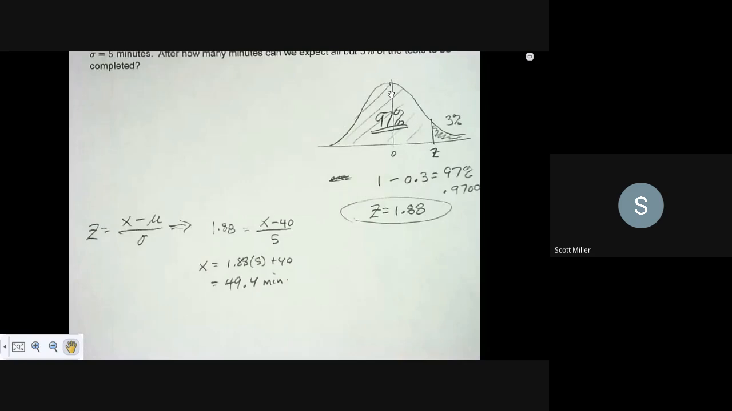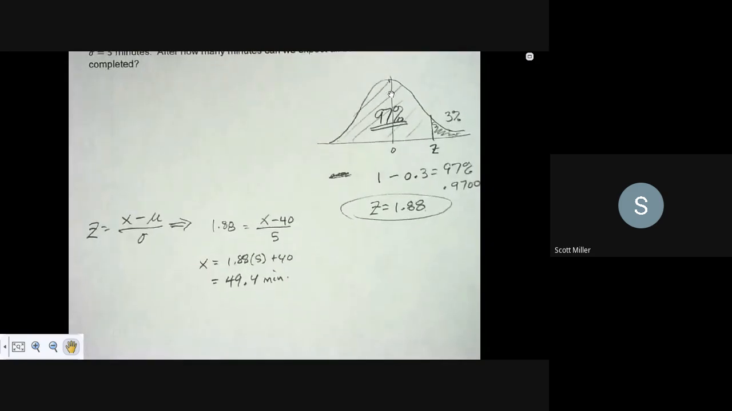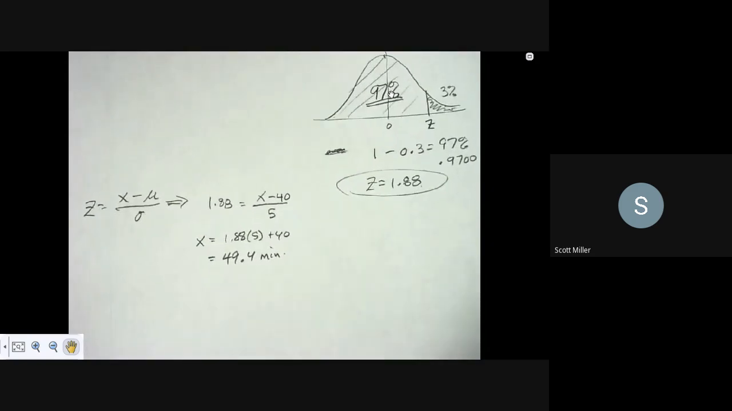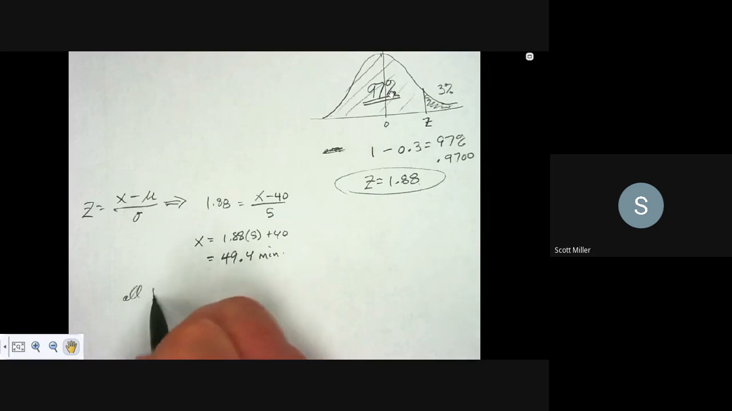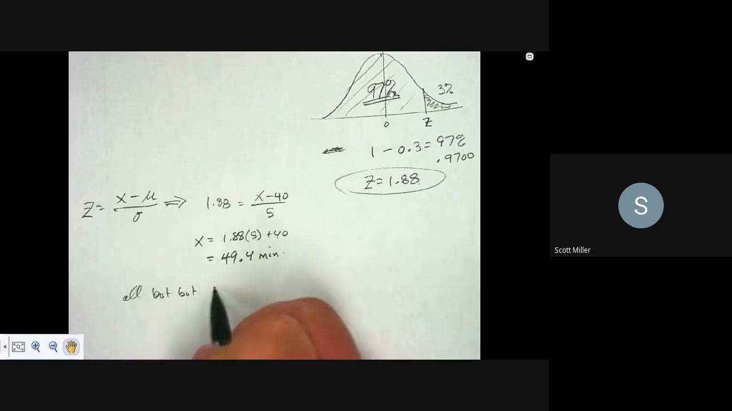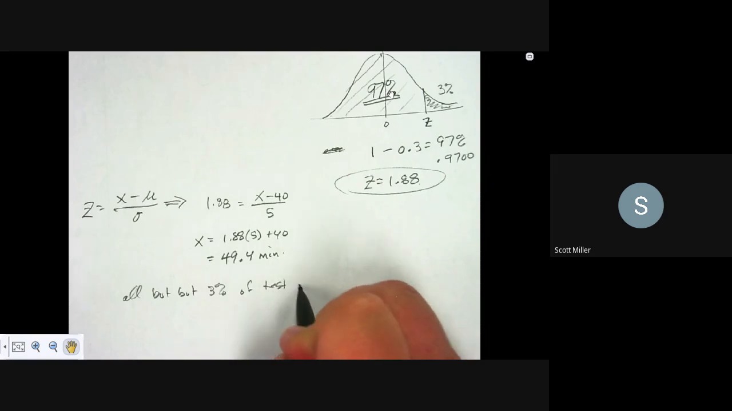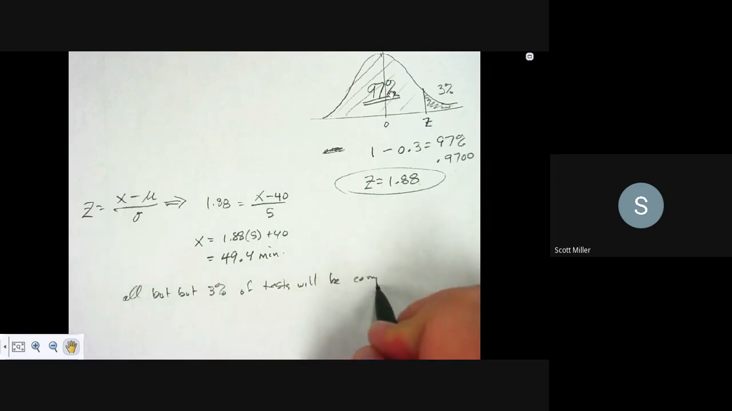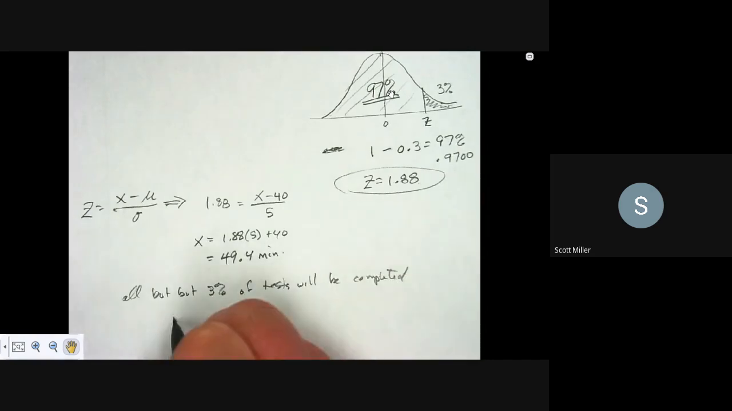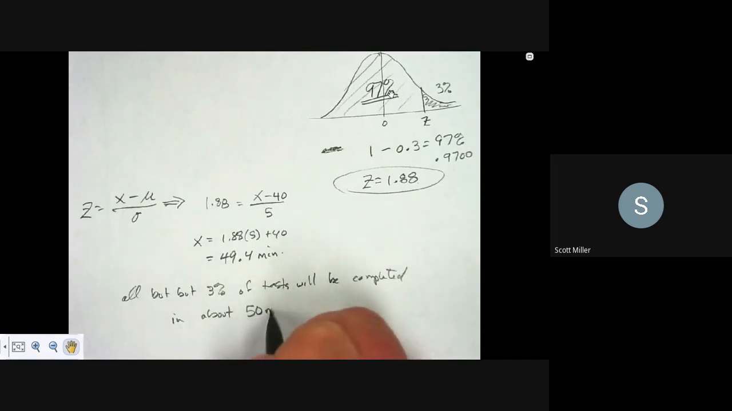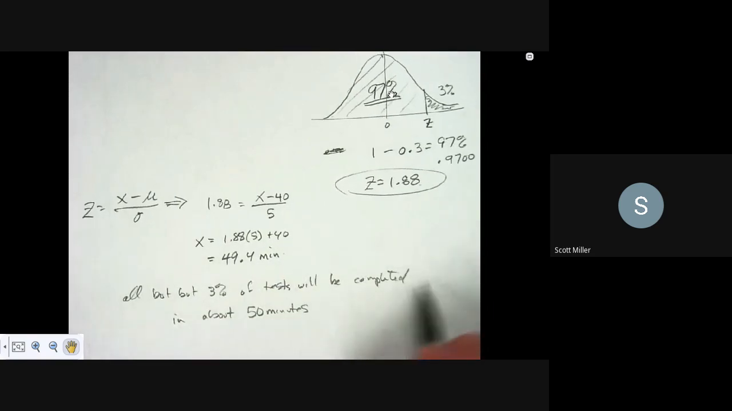So what does this mean in context? All but 3% of the test will be completed in about 49 minutes, and you can round that to the nearest minute. And that is how you can do a question like that.